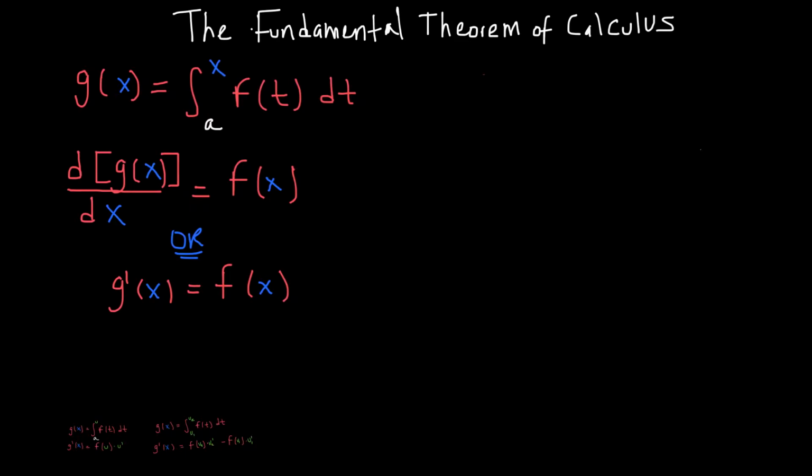And so basically this is what we have. We have a function g of x, and the function g of x is equal to an integral. And we've never really had this before, where a function equals an integral, but these are called functions defined by an integral, or some people call them integral functions. A function defined by an integral.